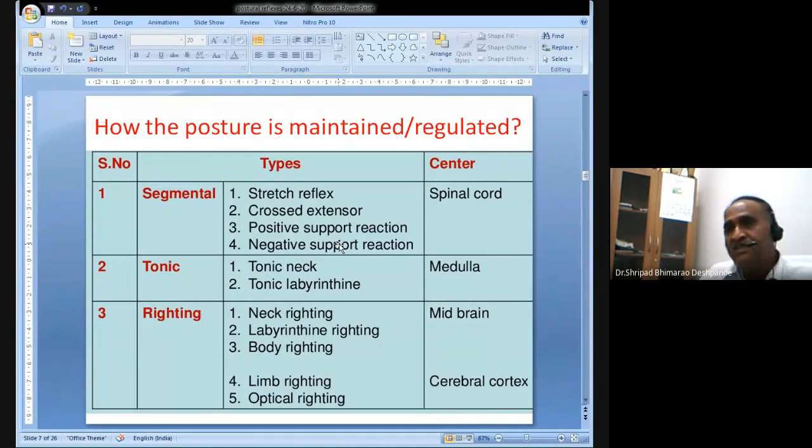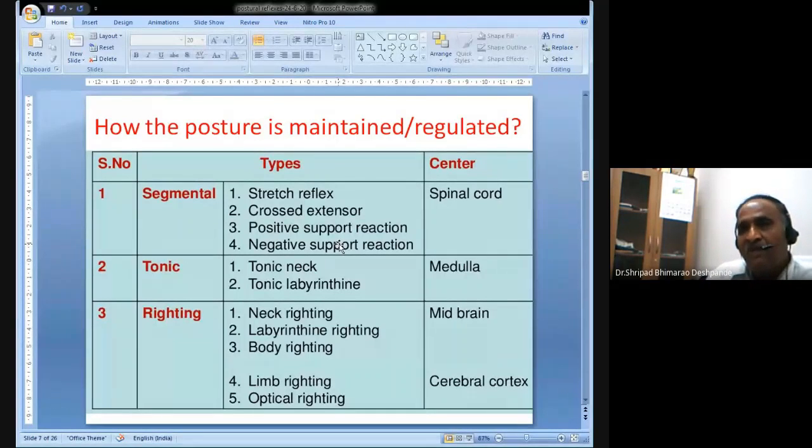These tonic reflexes are generated from the neck muscles or from the otolith organs present in the vestibular labyrinth. That means those organs which try to sense gravity. These are tonic labyrinthine reflexes. The tonic neck reflex and tonic labyrinthine reflex have their center in the medulla.